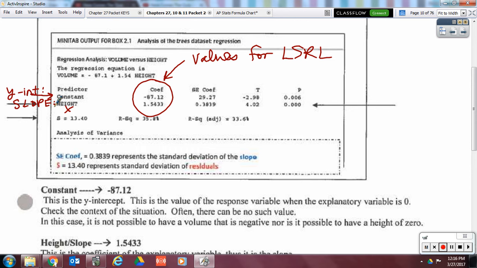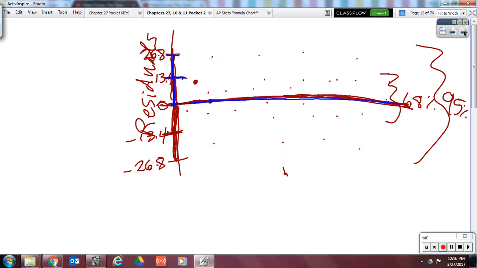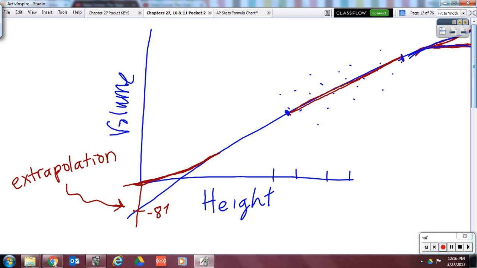Interpret the y-intercept. It happens when the x is 0. So if this is about volume and height, say, imagine this is about trees. Oh, it is. It's an analysis of trees. So if the height is 0, what is that saying about the volume? If the height is 0, it's negative 87.12, okay? And what do I say about the y-intercept? It often does not make sense.